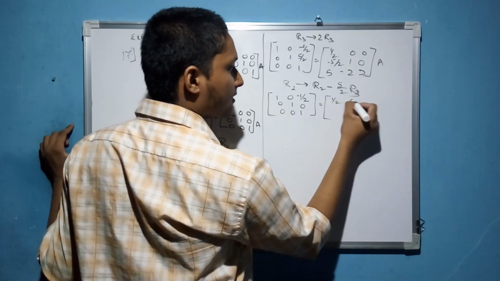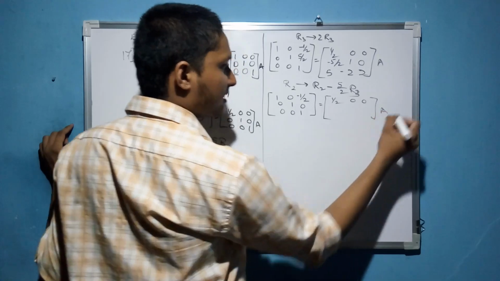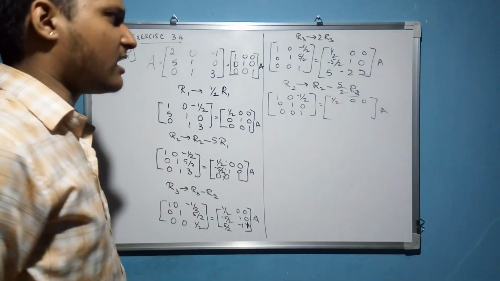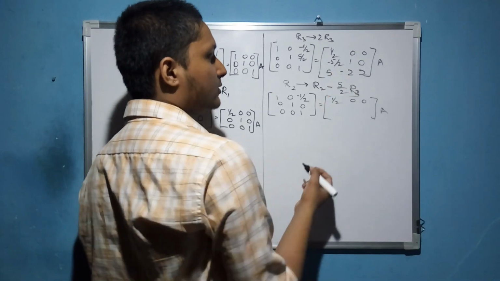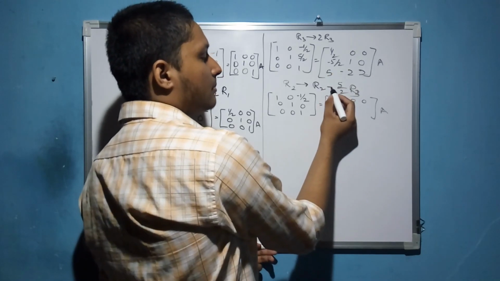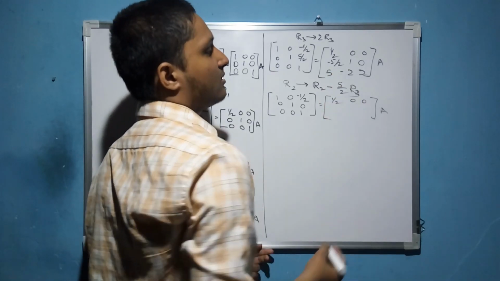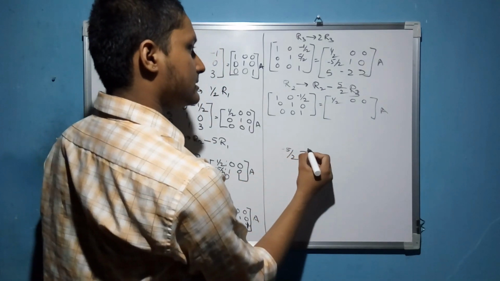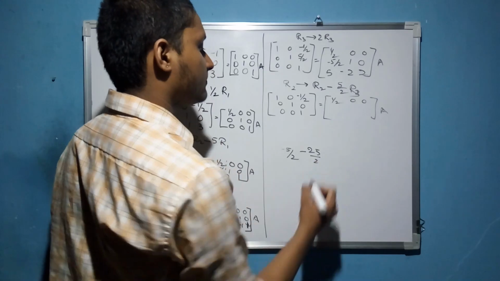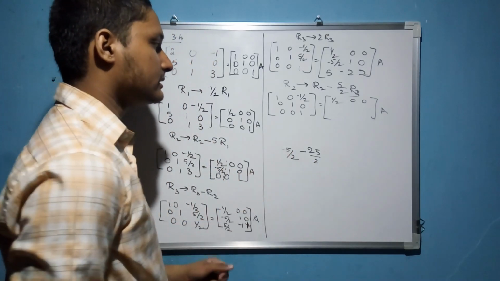Then you have half, 0, 0. This is a simpler question than the 16th one. 16th one was very hard, I think. So this is looking a little bit easier. So now we have minus 5 by 2 here. Minus 5 by 2 into 5. That is minus 5 by 2 minus 25 by 2. Okay, 25 plus 5 is 30.